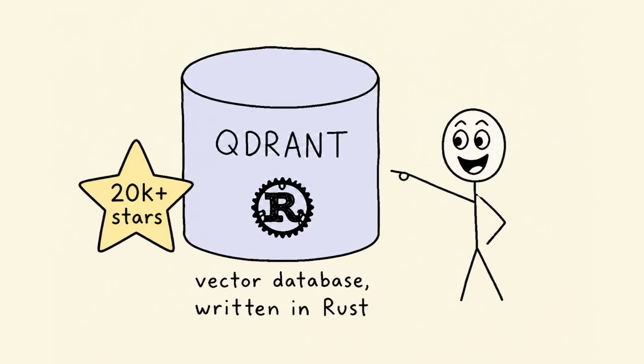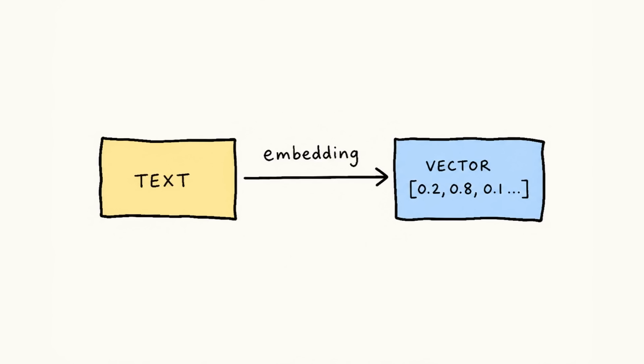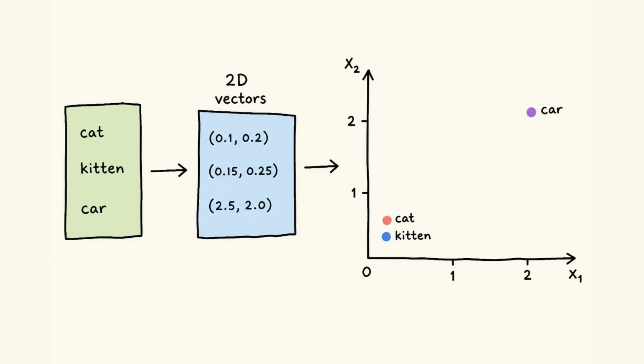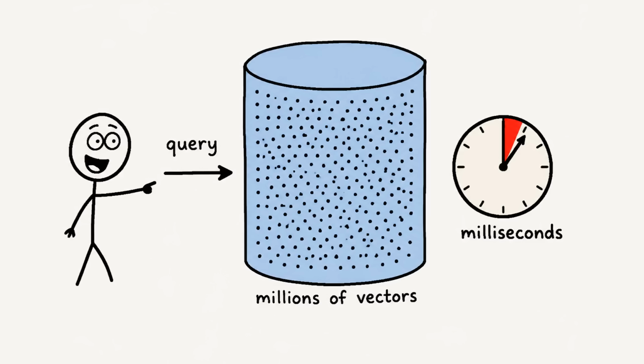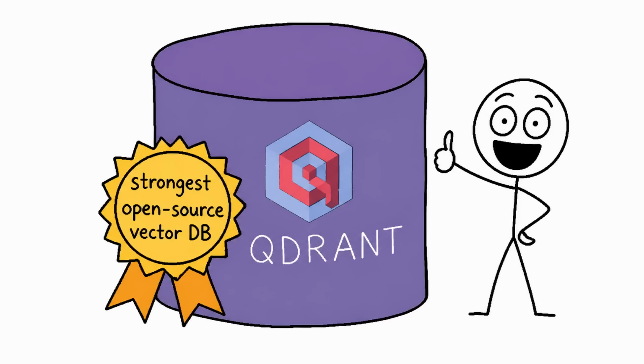Number 7, Qdrant, a vector database written in Rust, north of 20,000 stars. So embeddings turn text into vectors, which are just long lists of numbers where similar meaning lands close together in space. And to do retrieval at scale, you need somewhere to store millions or billions of those vectors and find the nearest ones to a query in milliseconds. That's a vector database, and Qdrant's one of the strongest open source ones going.